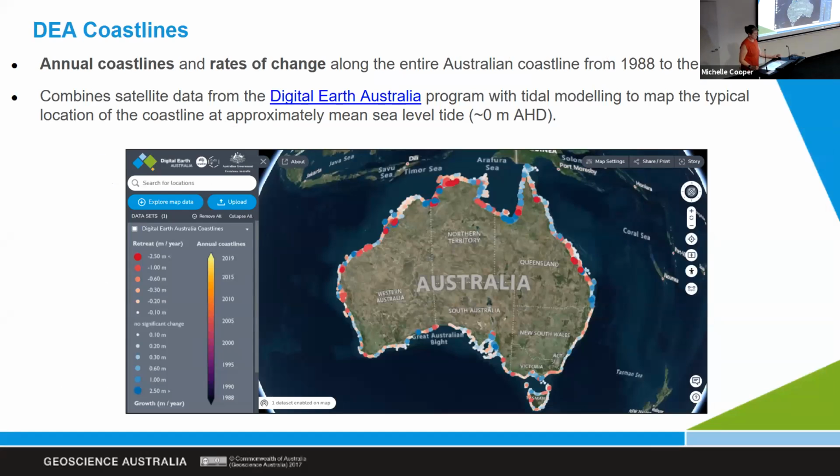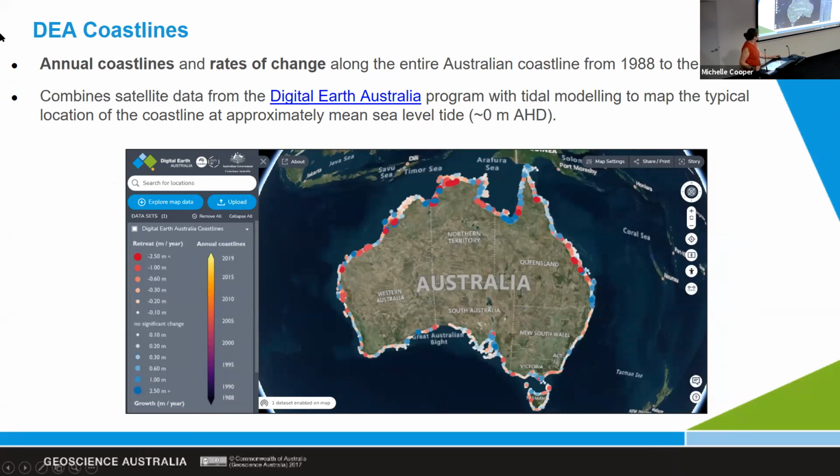So DEA Coastlines. The data set provides annual coastlines, so annual polylines or contours of the coast, and rates of change around the entire Australian continent from 1988 to the present. So that's 30,000 kilometres of coastline, that's 33 odd years of data, that's about 1 million kilometres of mapped coast, mapped at 0 AHD, at approximately mean sea level.